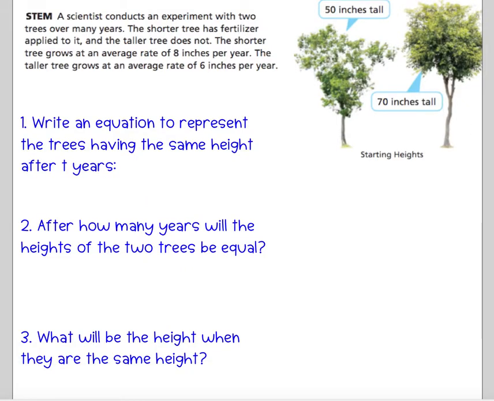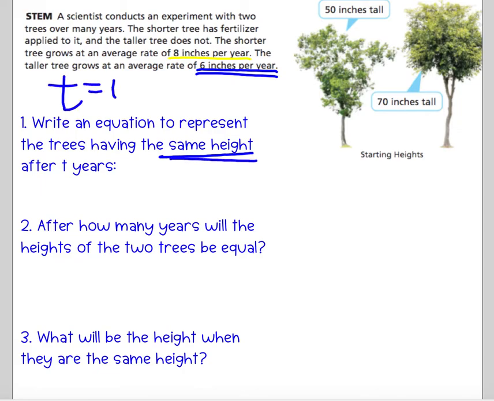A scientist conducts an experiment with 2 trees over many years. The shorter tree has fertilizer applied to it, and the taller tree does not. The shorter tree grows at an average rate of 8 inches per year. The taller tree grows at an average rate of 6 inches per year. Write an equation to represent the trees having the same height after t years.